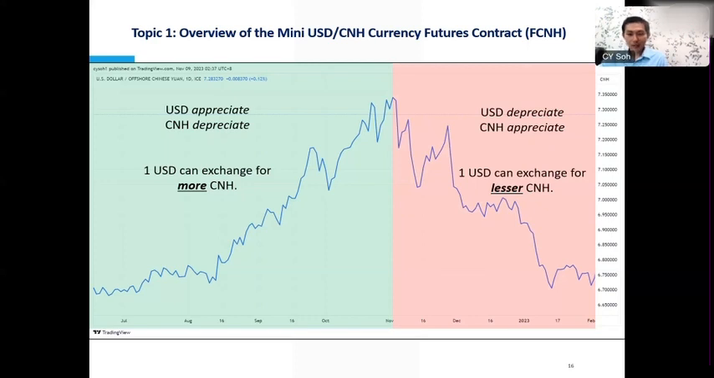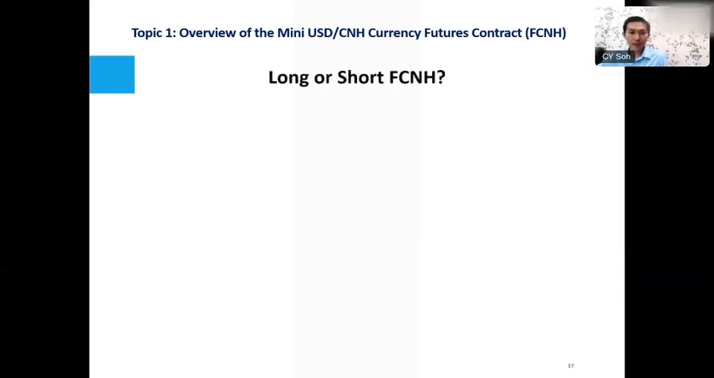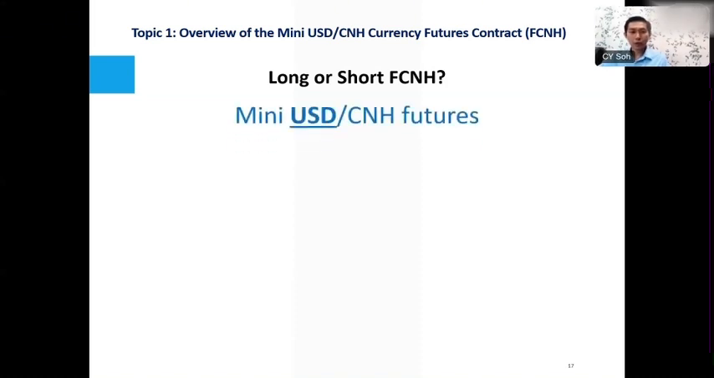So now that you already know how to interpret the chart, whether US dollar appreciates or depreciates, how about a long or short position when you trade FCNH? It's very important. Otherwise, you may make a wrong trading decision. So how do we know we are going to long or even short FCNH?